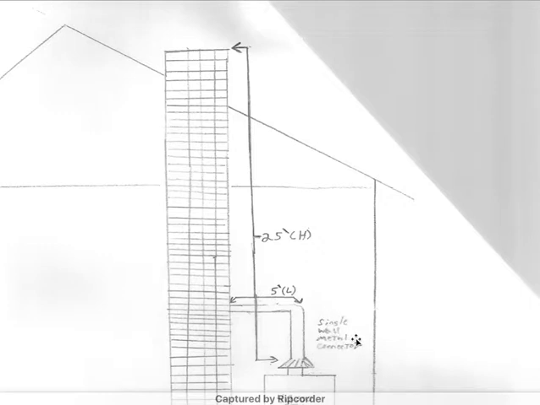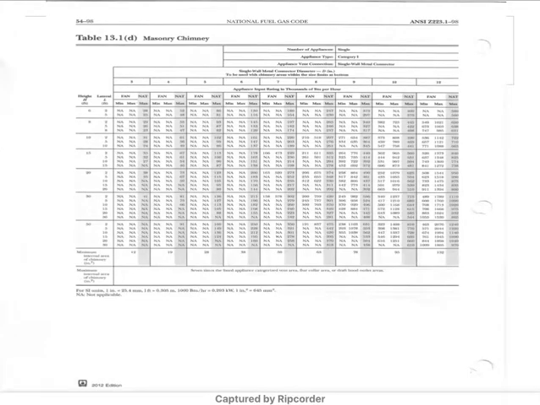And the fact that it's single wall, metal connector, the lateral. Your lateral distance from the chimney to the flue collar, and then from the flue collar to the top of the chimney is your height. And if we look here, this is out of NFPA 54, so if you have this, you can follow along. This is table 13.1D.